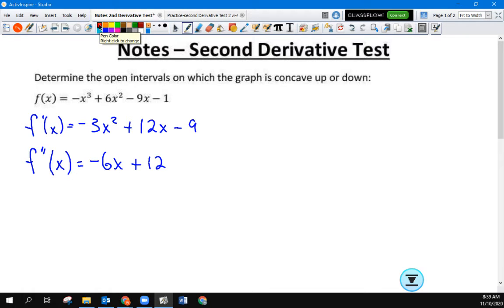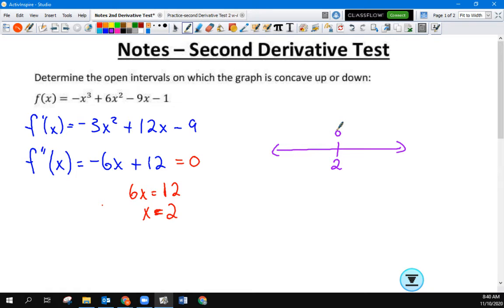To do a second derivative test, just like the first derivative test, you start by setting it equal to 0 and finding your zeros. So when we set it equal to 0, we move the negative 6 over, we get 6x equals 12, which means x equals 2. So that 2 is our critical point of our second derivative. That means that that could be a point of inflection. Now, the next thing we do is we create our number line. So just like a first derivative test, we put down our zeros. So 2 is a 0 of our second derivative.